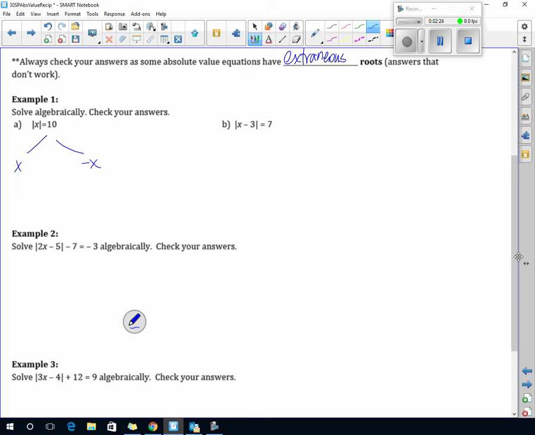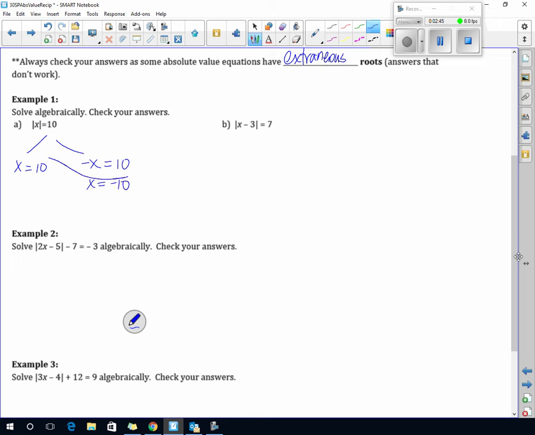So the one on the left automatically is solved. That's pretty easy. The one on the right, what would I do to solve this one? Yeah, switch the signs. So my solution would be those two answers. Like I said, you probably could just look at it and tell me it would be 10 and negative 10, right? Okay, so let's do the next one.